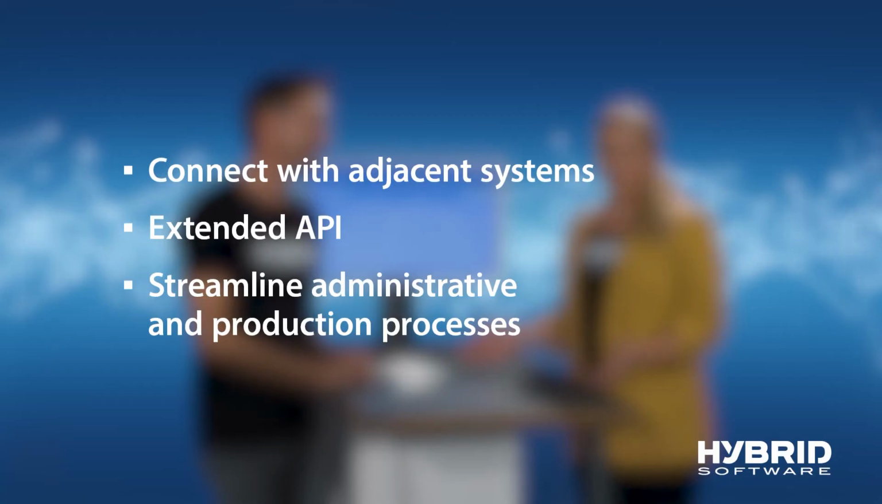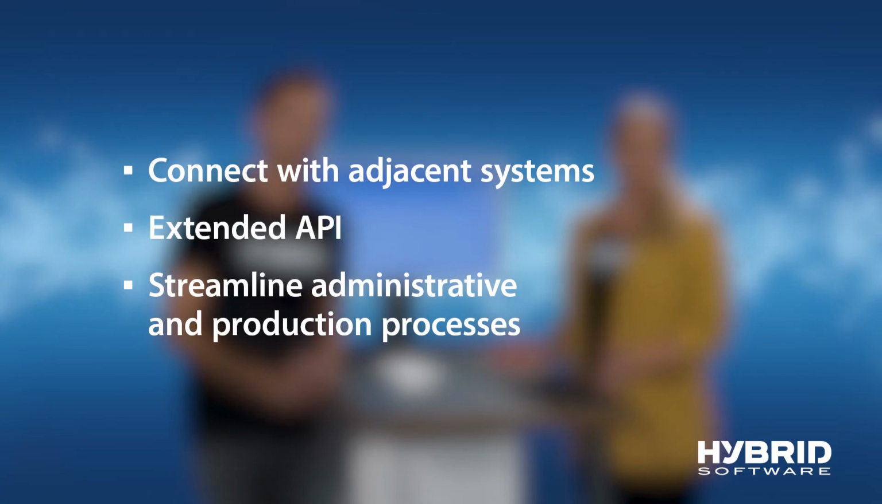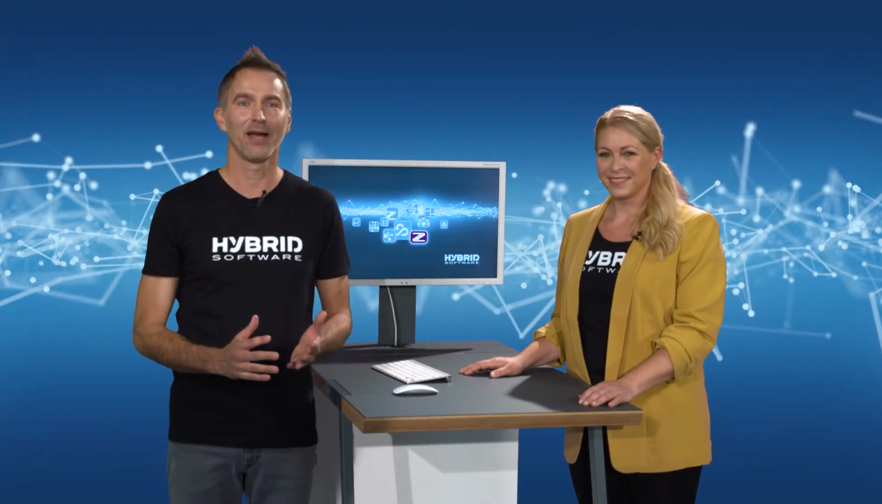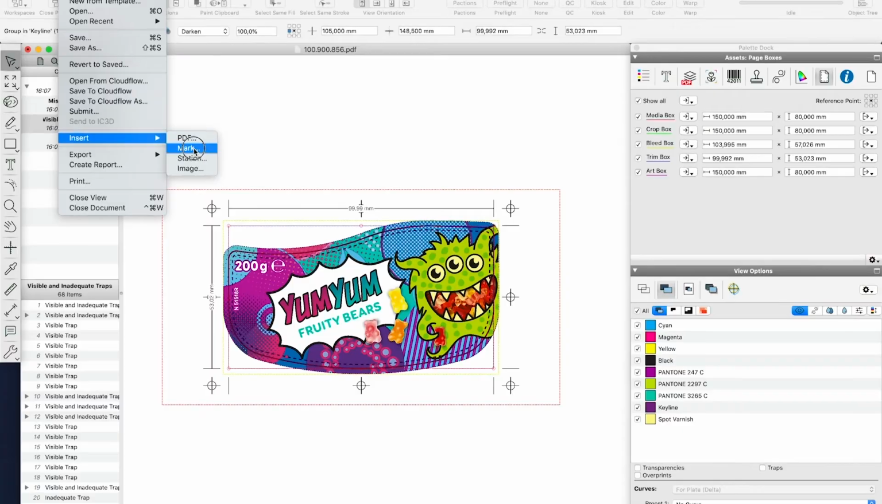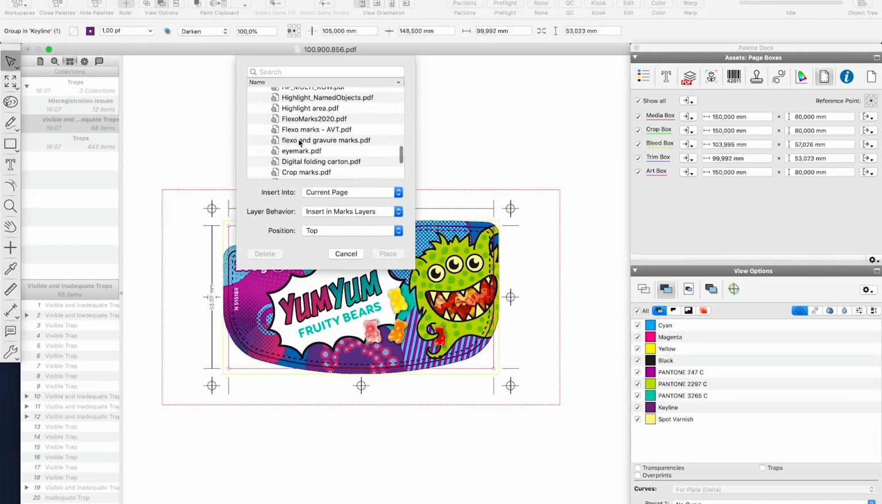In summary, users can connect to adjacent systems and enjoy an extended API, streamlining administrative and production processes. Fantastic! After data delivery, what benefits do you see in editing the artwork by using Hybrid Software? I can show you a close-up look by opening a file from the software. Here, my scheduled task is clearly displayed on my to-do dashboard.